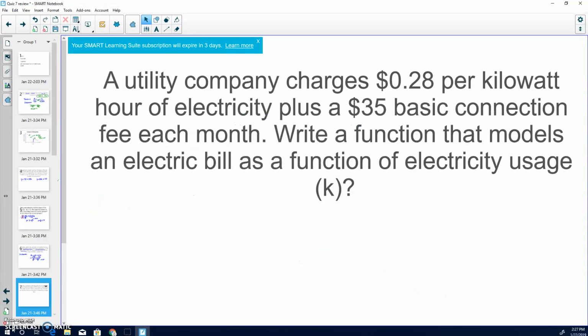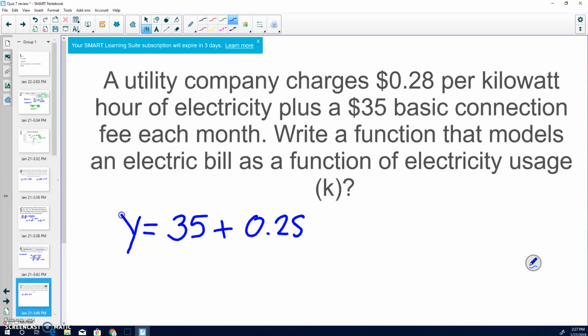A utility company charges 28 cents per kilowatt hour of electricity plus a $35 basic connection fee each month. Write a function that models an electric bill as a function of the electricity usage. So how much do they charge me just to have the electric? $35. Then how much do they charge me for every kilowatt? 0.28. So if I used 1 kilowatt, I would do 0.28 times 1 and then add it to 35, correct?